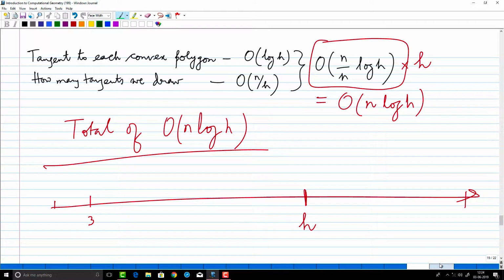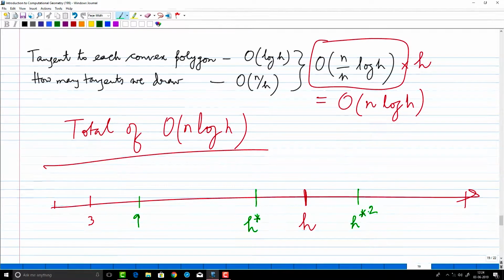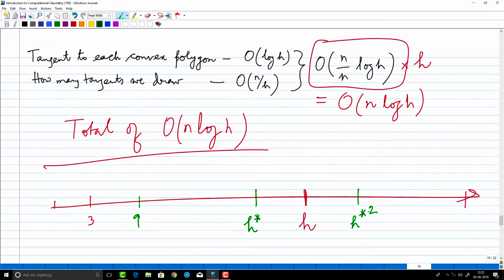I start with 3 and if I make small jumps, then I will take more time. Rather what I do is, I start with 3, I square it, 9, again I square it, 81, right. So, sooner or later I will have some h star and some h star square, in between which I must have trapped h, right.